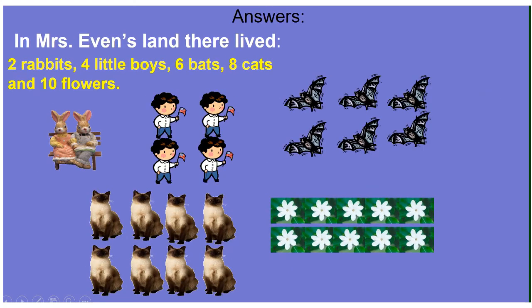And these are for Mrs. Even's land. There lived two rabbits, four little boys, six bats, eight cats, and 10 flowers. Remember, even numbers are the numbers that are multiples of 2. They are 2, 4, 6, and 8. Also, all the numbers that end with 0.